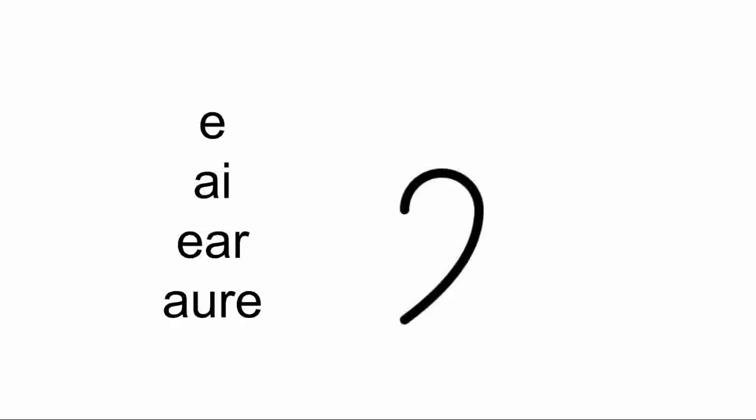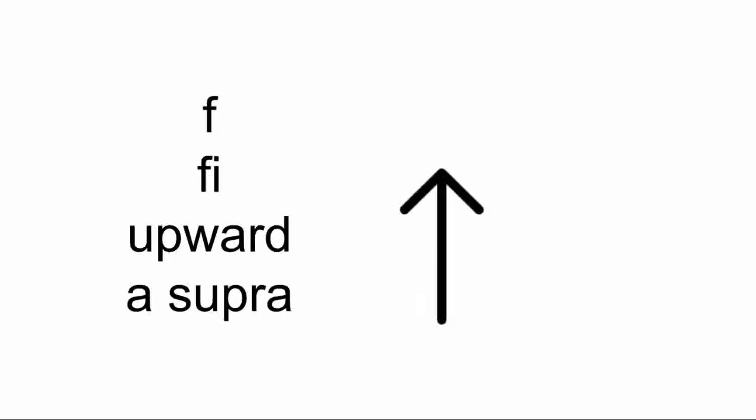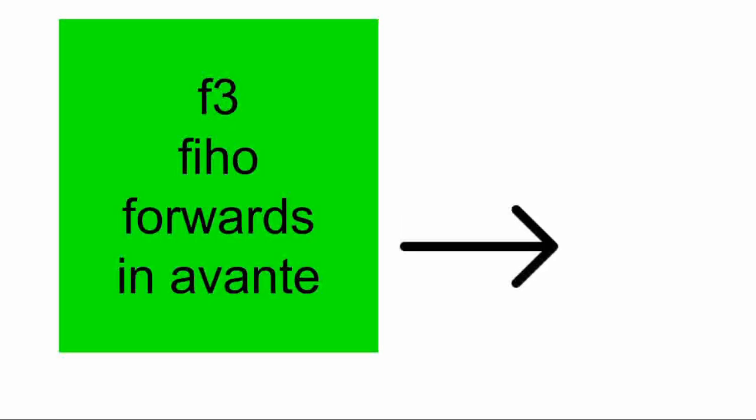The letter E is pronounced I, and it means ear. Yes, your ear is an eye in this language. The default position for an arrow or for anything is to point up. So the letter F is pronounced phi, and it means upwards.